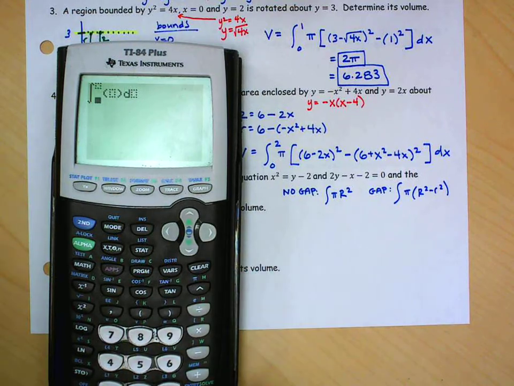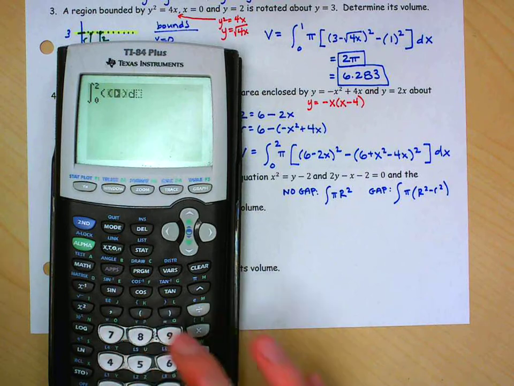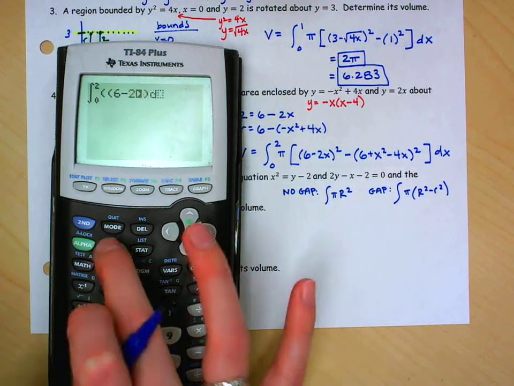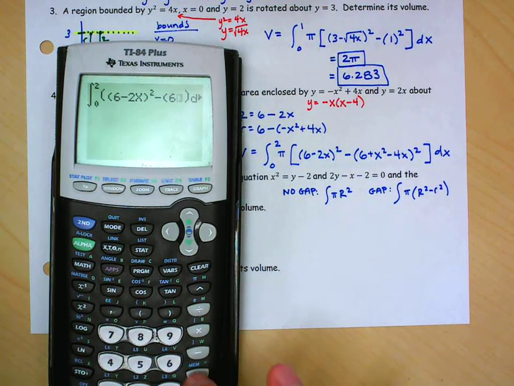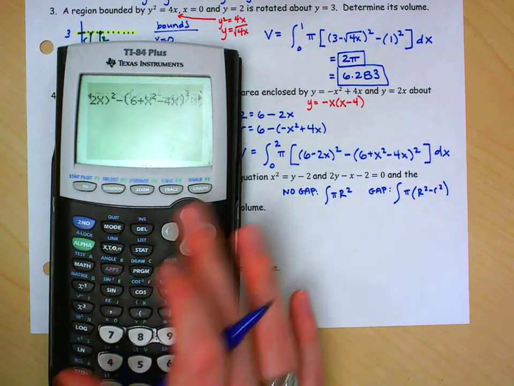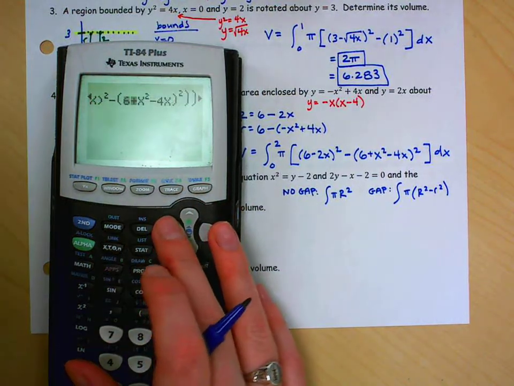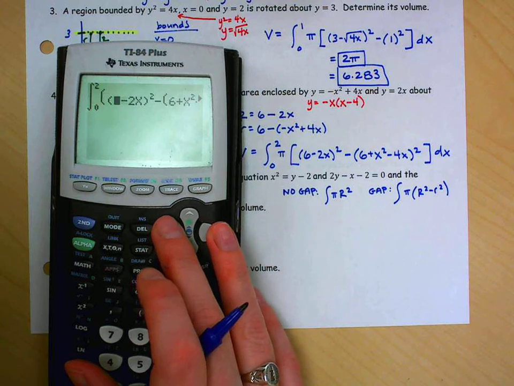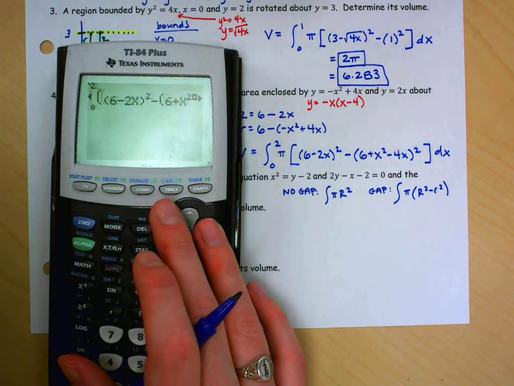Okay, do math 9. I'm going to go from 0 to 2. I'm going to do it without the pi first. Make sure my parentheses are all good. We got one too many in there.